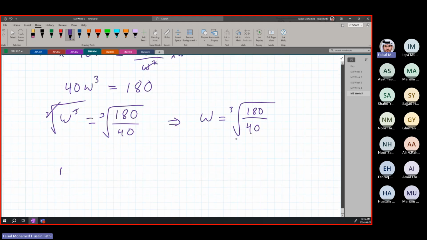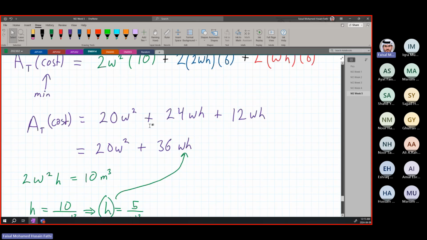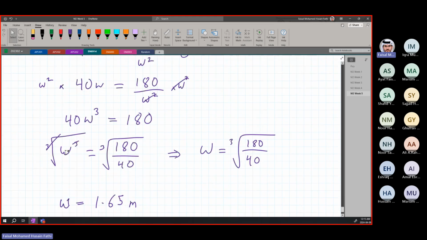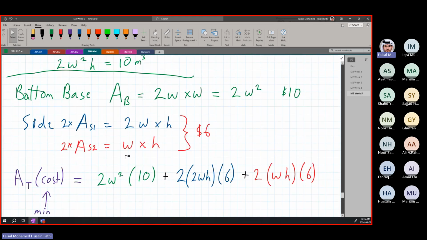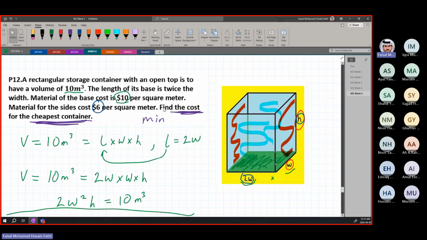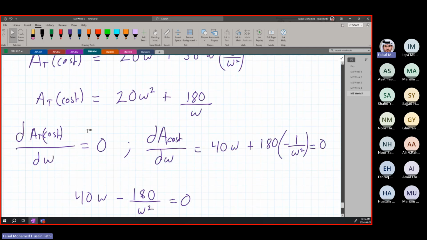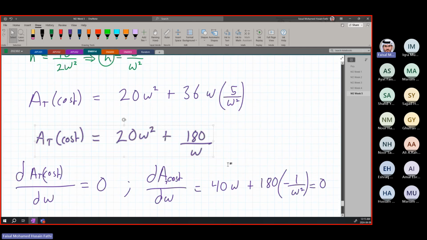Okay. For W is going to be equal to, let's actually find out how much this is, 180 over 40. It will be approximately 1.65 in meters of length because the volume was given in meters cubed. So we know that this is in meters. So now that we found our W, we can find everything else. But what does the question say? We need to find the cost for the cheapest container. So we don't even need to find all the other dimensions. We just need to find the cost. What was the equation for cost? This is the equation for cost.